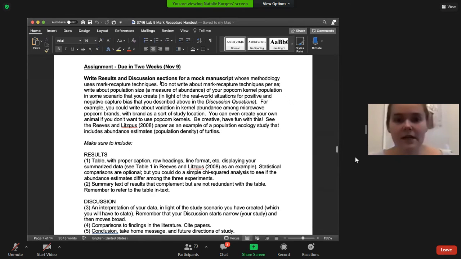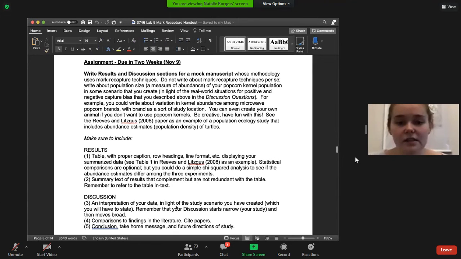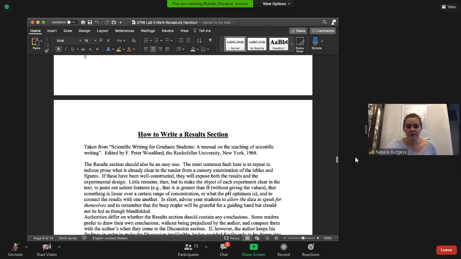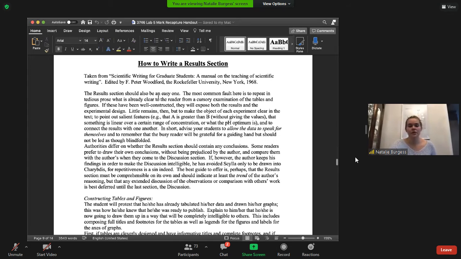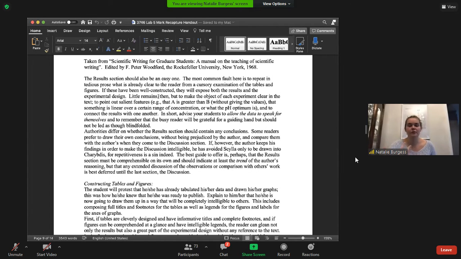For your assignment, again, you're writing a results and discussion. I've gone over the basics of this, but please read through it for clarification. In terms of writing a results section, read through all of this, but the main point is that your results should not be just a redundant summary of what was already in the tables or the figures. The readers will see that, they don't need it restated to them in paragraph form. What they need to know is the big takeaways of that.